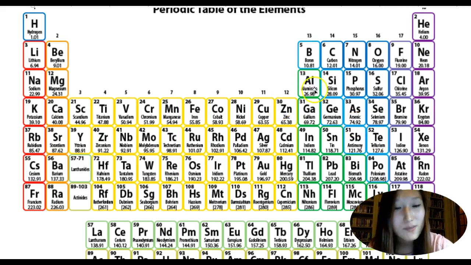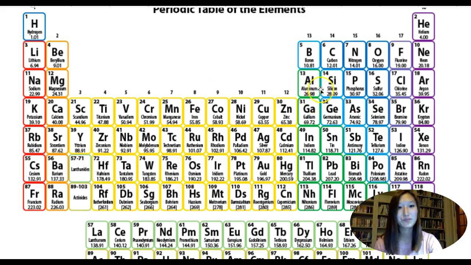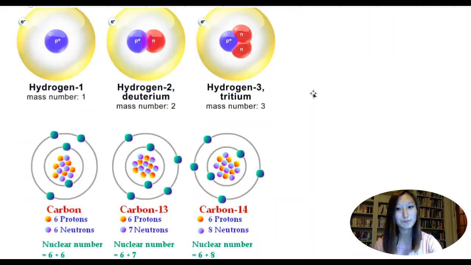So for example, just by looking at aluminum over here, you would already know that aluminum-27, the aluminum that has the atomic mass 27, which has the proton number of 13 and the neutron number of 14, will be the most abundant type of aluminum in the world.